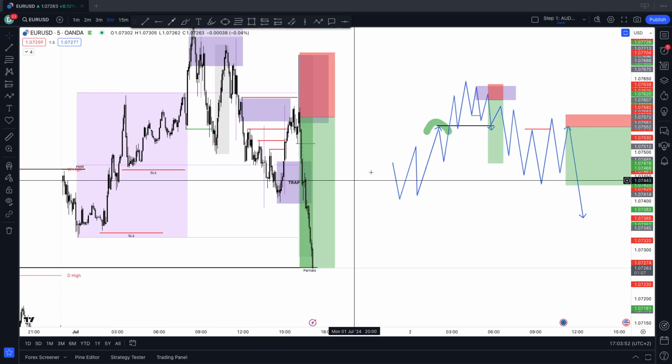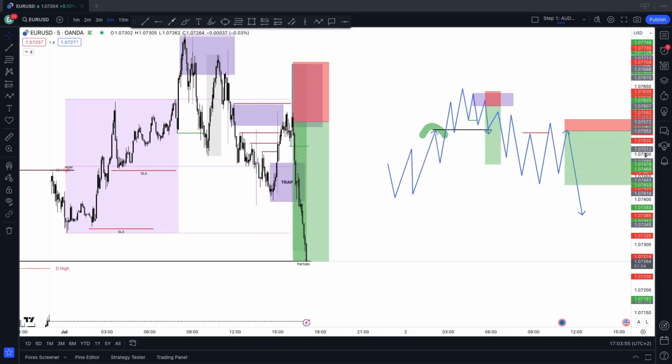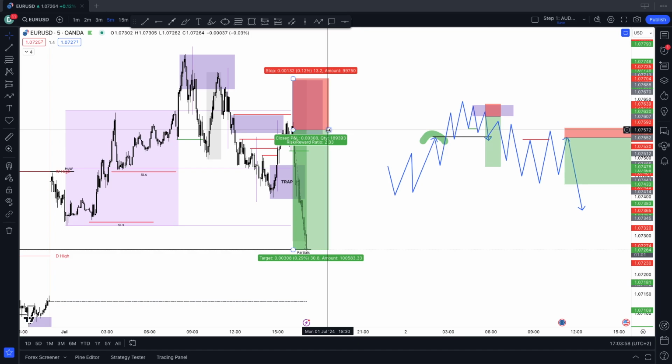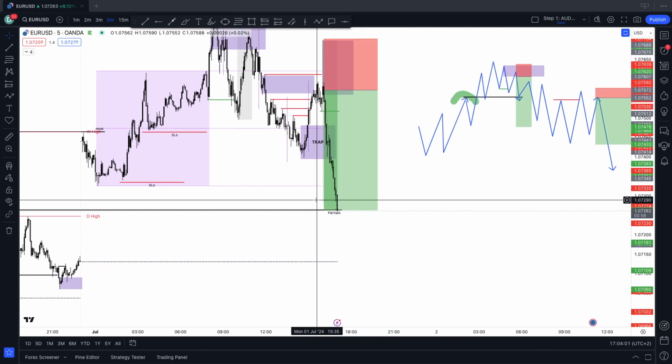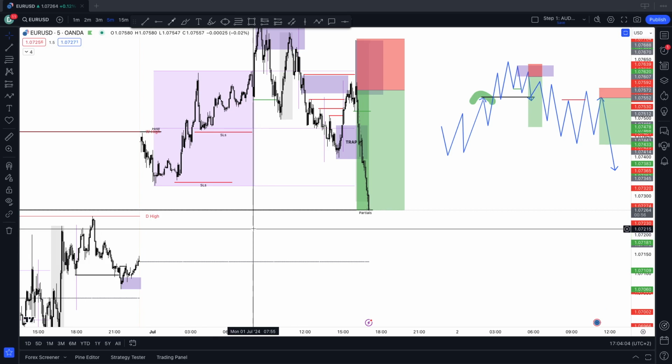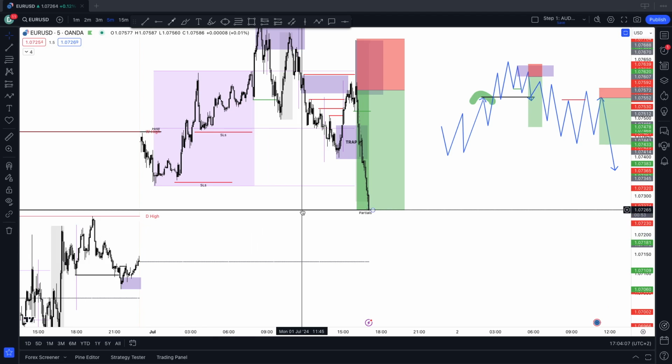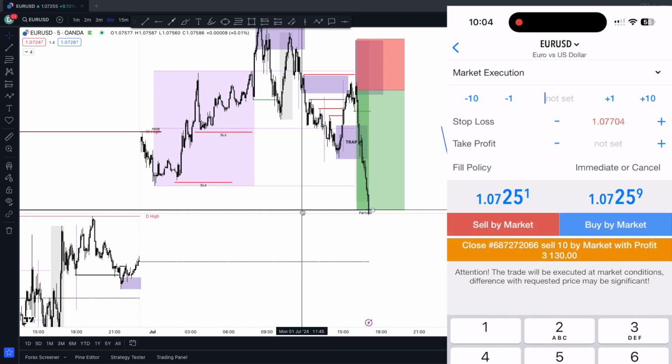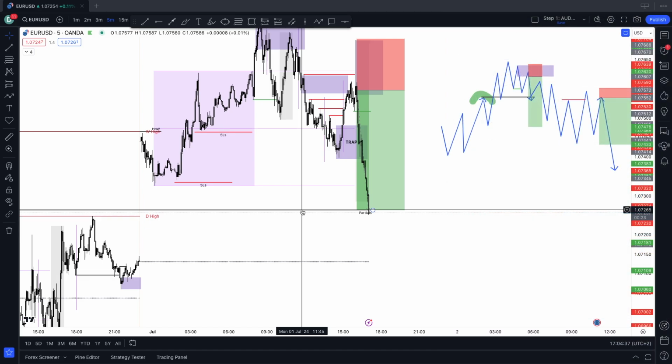Okay, so here we are. We're at our first zone of partials. We've got our 1 to 2. Right? So I'm going to go ahead and record on my phone real quick. I'm going to show you guys exactly how I take partials. So typically in this case, I'm going to close off half my position. So I'm going to close out 5 lots. And that is going to book us 1.5K, right? Which is not too bad at all.